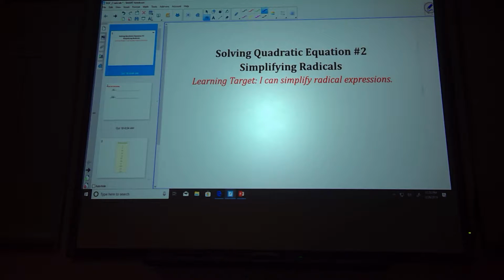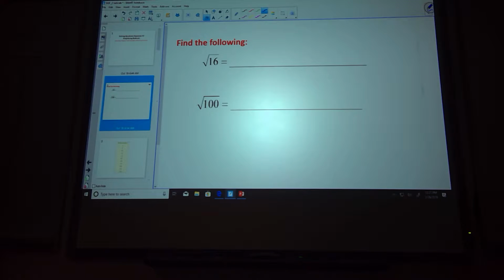Composite numbers are numbers that are made up of multiple prime numbers put together. So if I took a prime number like 3 and a prime number like 7 and I multiplied them together, I'd get a composite number of 21. Okay? So we're going to use that idea as we start working through these. So I think we can do the first one pretty easily. What's the square root of 16?